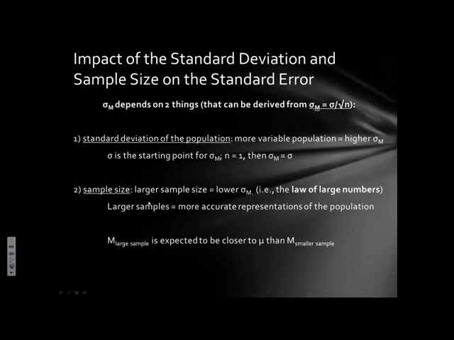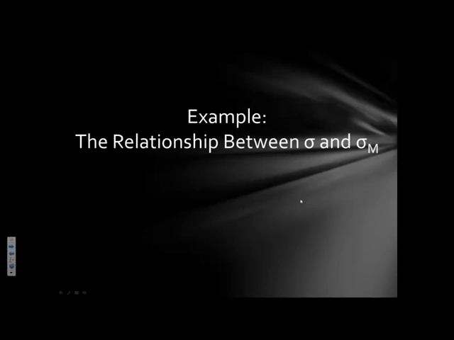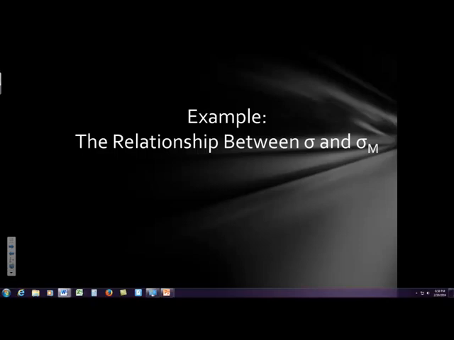So again, larger samples are more accurate representations of the population, and as n increases, just thinking about the calculation, as n increases in the denominator here, then the overall value of the standard error is going to decrease. As this gets larger, this gets smaller. As this gets larger, this gets larger. Think about the rules with fractions. As the denominator increases, the overall value decreases. As the numerator increases, the overall value increases. So now let's look at an example of how the standard deviation has an impact on the standard error.